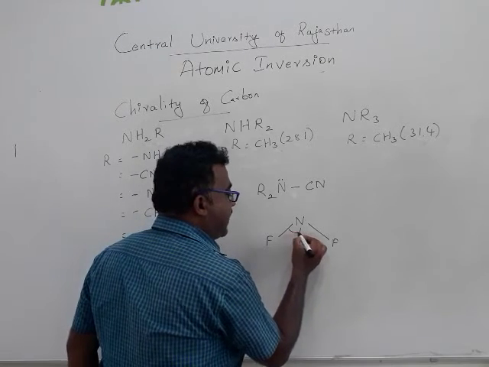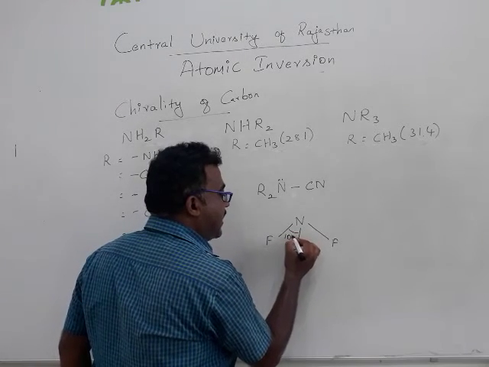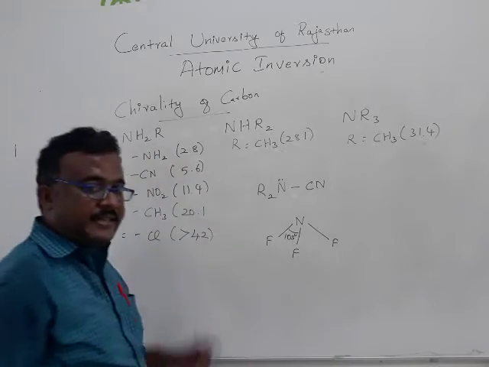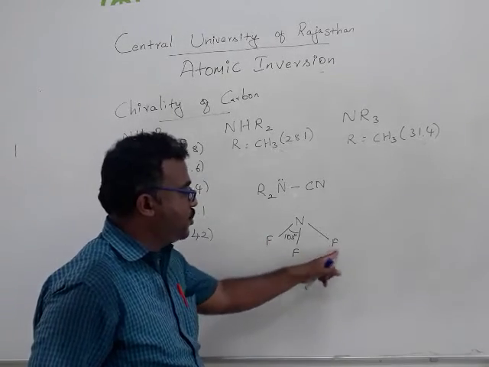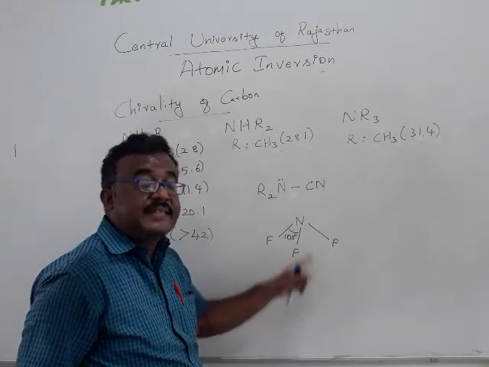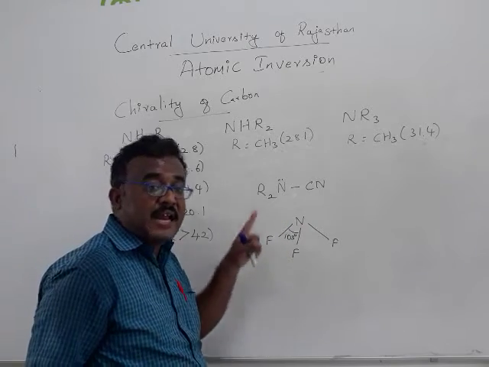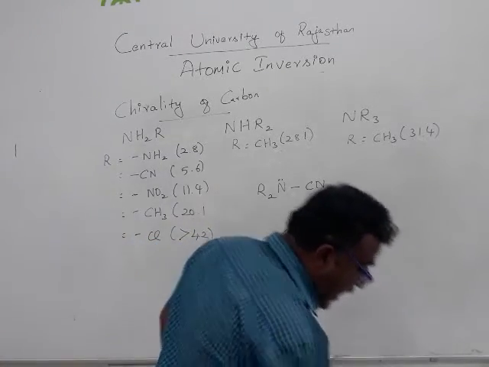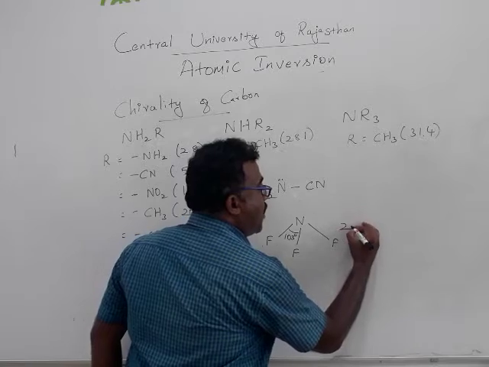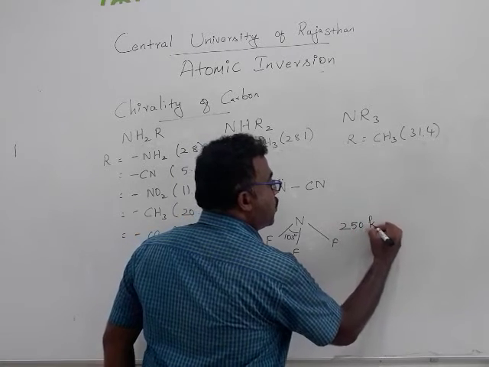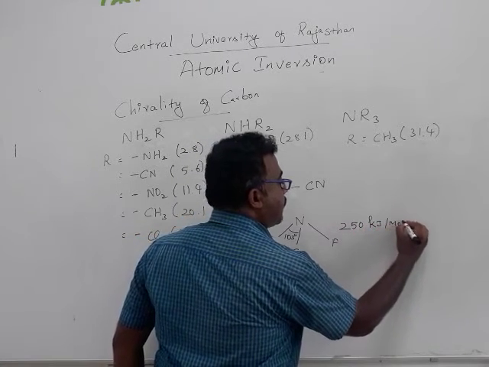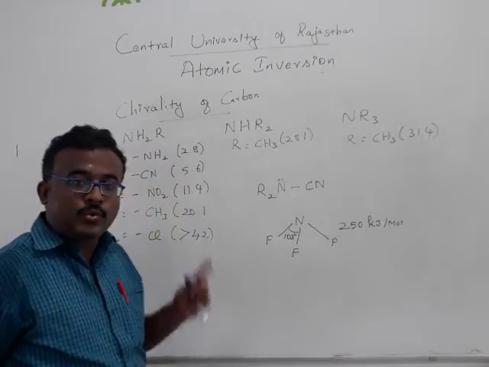For example, NF3, the bond angle is around, I think, 103 degrees. Even though it's 103 degrees, if I put electronegative substituents on the nitrogen center, the inversion barrier energy will increase. For example, it has an inversion barrier energy of 250 kilojoules per mole. So now we understood two things.